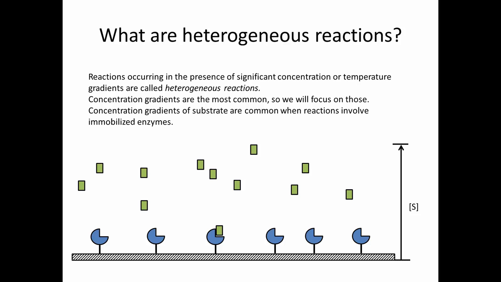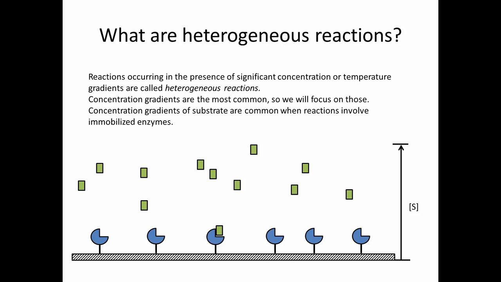Alright, so let's talk about heterogeneous reactions. What are heterogeneous reactions? They are reactions that occur in the presence of significant gradients, concentration gradients or temperature gradients. Concentration of what? Well, we're talking about enzymatic reactions, so the concentration of substrate. Concentration gradients are the most common, and for the next 2 lectures, we're going to focus on those.